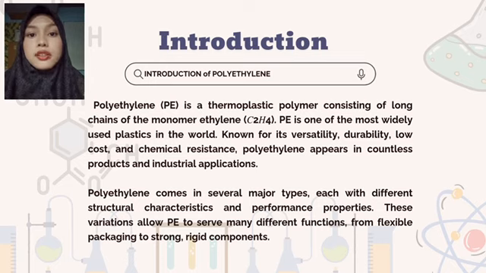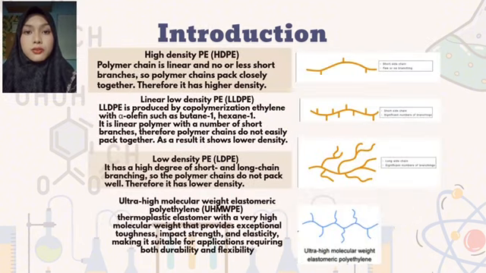Polyethylene comes in several major types, each with different structural characteristics and performance properties. These variations allow PE to serve many different functions, from flexible packaging to strong, rigid components. There are four types of polyethylene.